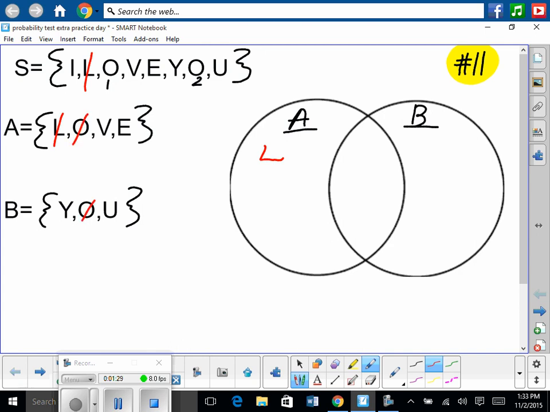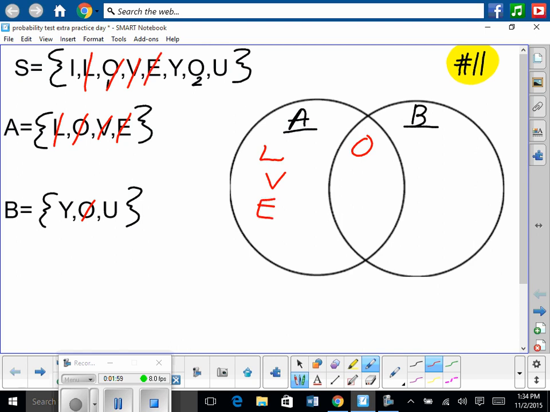O, do we have an O? Yeah, an O1, right? So let's just put O right there, O1. Okay, so I took care of one of the O's. Does that make sense, everybody? I don't cross out two of the O's, just one. Yes. So now let's continue. V is in A, is it in B? No. E is in A, is it in B? No. Okay, so we just took care of an E.